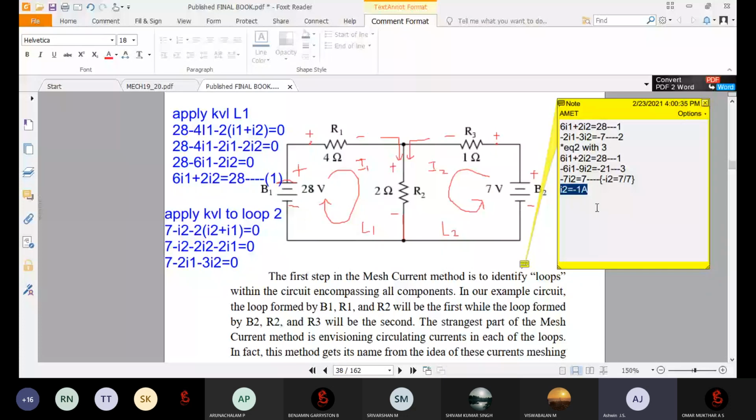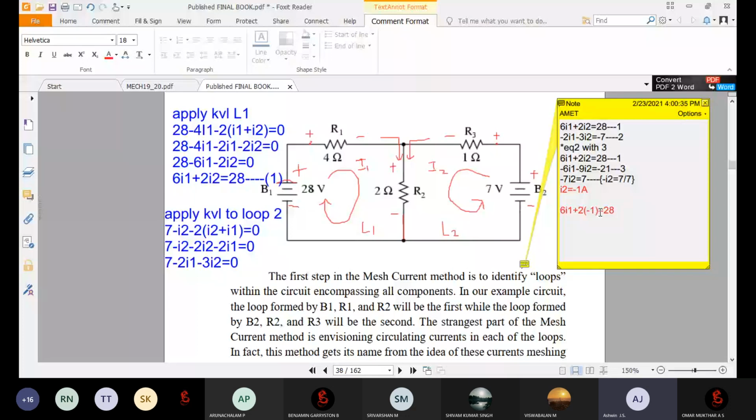Now I want to find I1. I will substitute this value step by step. I1 is equal to 5, and I am going to substitute this I2 in equation number 1. So I will write the equation again: 6 I1 plus 2 times I2, which I found here as minus 1. So I will substitute minus 1, close the bracket, equal to 28.